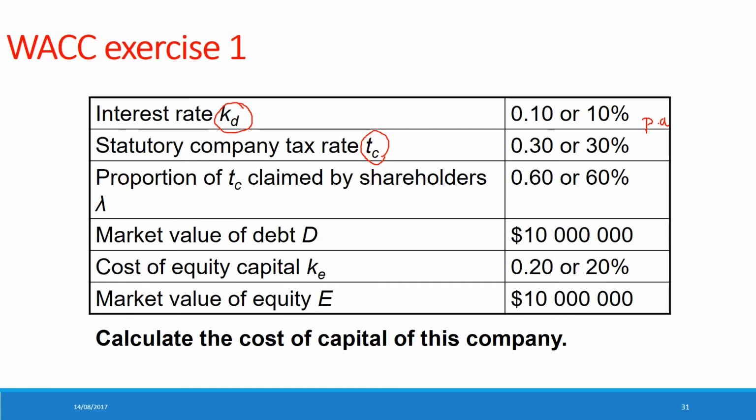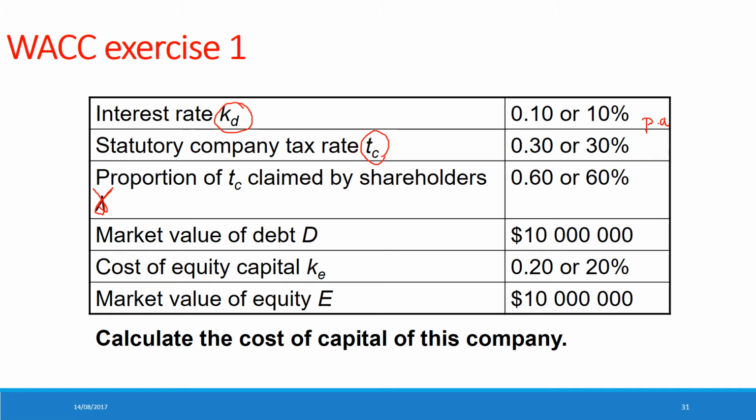We also know the proportion of tax claimed by shareholders. So this is the proportion of franking credits, right? Should be gamma here. So 60% of the total tax payments by the firm are distributed back to shareholders as franking credits, right? This means that 60% of the firm's tax is not payable, right?